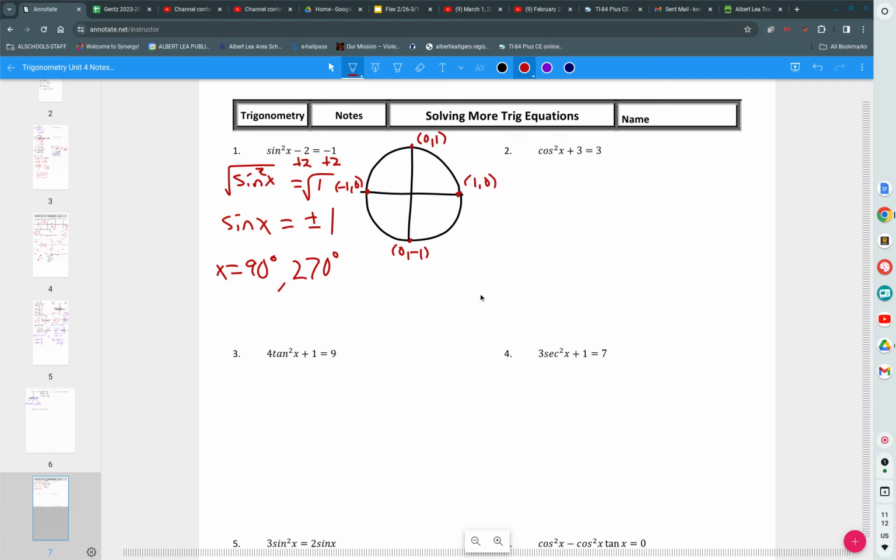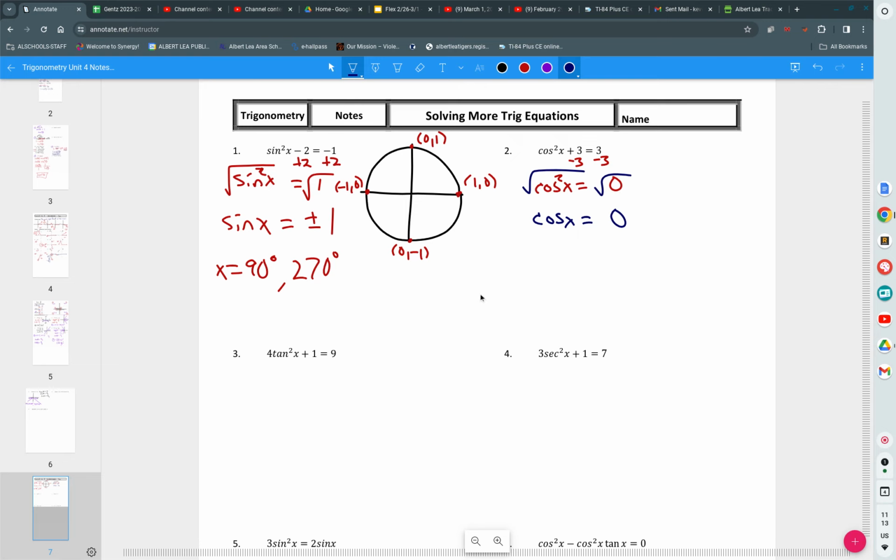Sure. Look at the next one. What do you want to do to both sides? Let's subtract that 3. I get cosine squared of x is equal to 0. And now what do I do? Square root both sides. And I get cosine of x is equal to 0.